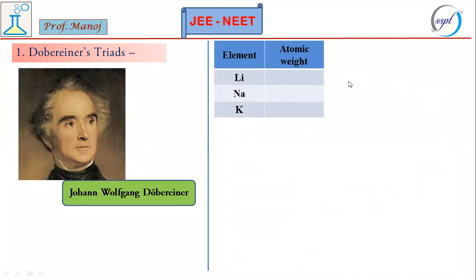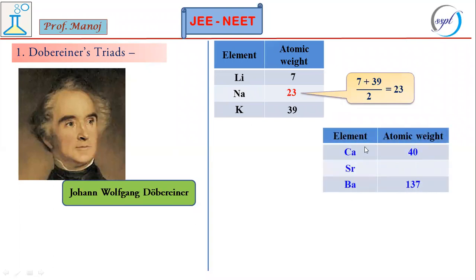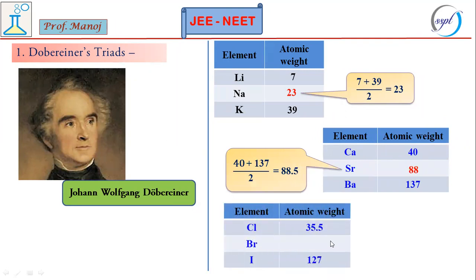One of the examples which he discovered was lithium, sodium, potassium. Now, if you see the atomic weights of lithium and potassium, and if you take an average of it, it comes out to be 23, which is coincidentally the atomic weight of sodium. So first triad you will remember is lithium, sodium, potassium. Then comes calcium, strontium, barium, and the average 88.5 came out to be 88 in reality. Chlorine, bromine, and iodine, the average of them was rounded off almost for bromine 80.